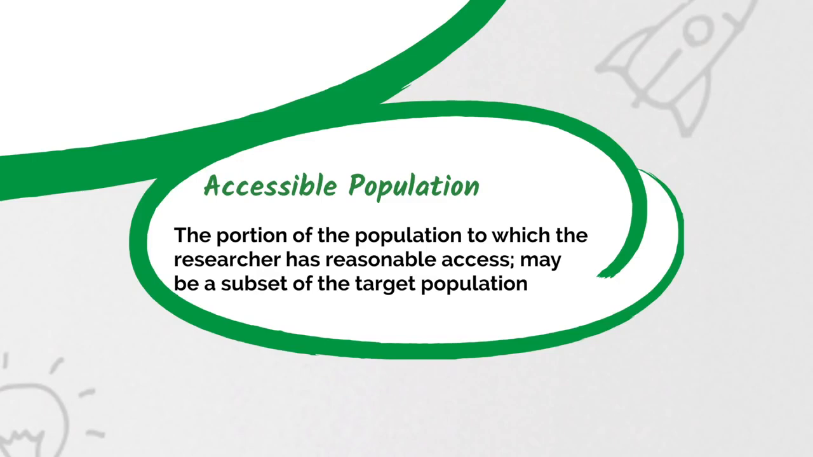Accessible population is the portion of the population to which the researcher has reasonable access. If all the target population is accessible to the researcher, then at that time the target population is equal to the accessible population. Otherwise, accessible population is a subset of the target population. Accessible population may be limited to region, state, city, country, or the institution.